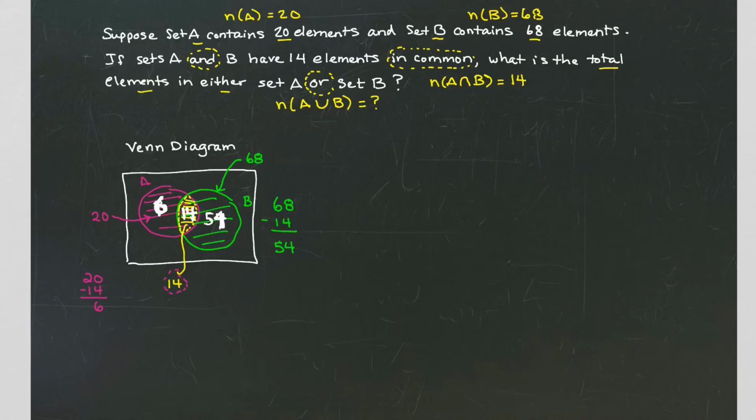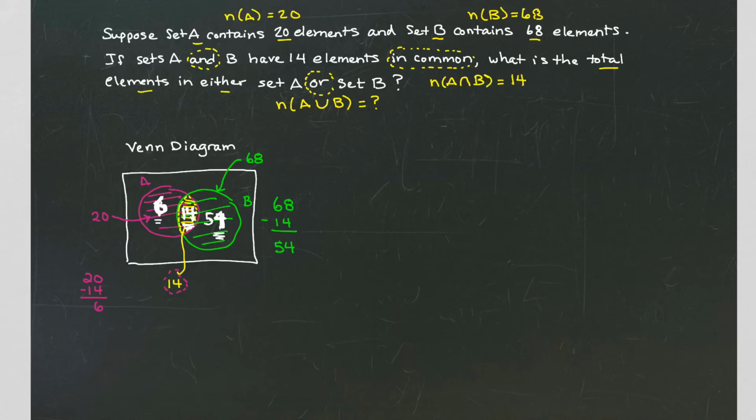Now what's my union? My union is everything that's on the outside portion of the pink, the 6 elements that lie just in set A, the 14 elements that lie in the intersection, and the 54 elements that lie in just the portion B. Okay, I don't know about you, but my color scheme is pretty crazy right now. But hopefully you guys can see my numbers, right?